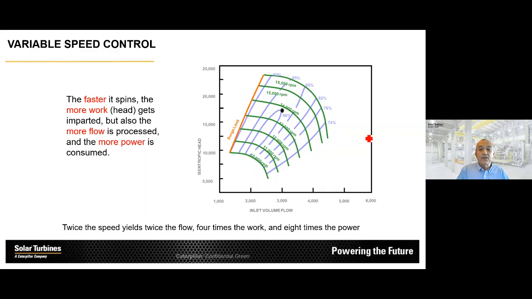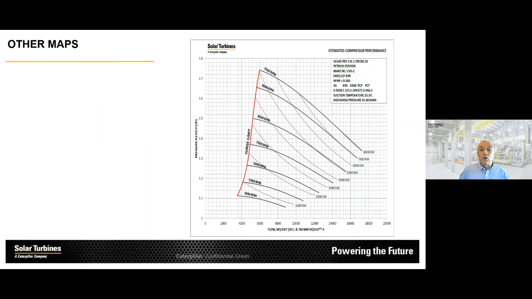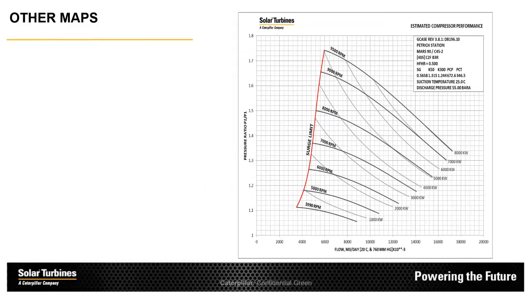I'm showing the isentropic head versus inlet flow map. There are obviously a large number of different maps that you can use to display performance. This one shows pressure ratio and flow, actually standard flow. The head versus flow map, though, is the most universal map, and we always use that map, for example, also to evaluate performance of the machine in the field.